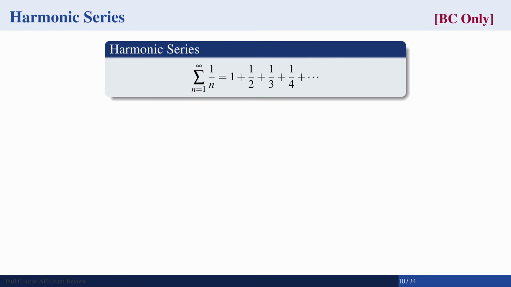Now let's talk about the harmonic series. So the harmonic series is just the sum from 1 to infinity of 1 over n, which is just the sum of the reciprocals of the integers. So 1 plus 1/2, 1/3, 1/4, etc. This series famously diverges. In fact, it's kind of the dividing line between series that converge and diverge. So you do want to know it. And also you can cite it as your justification on a series question.